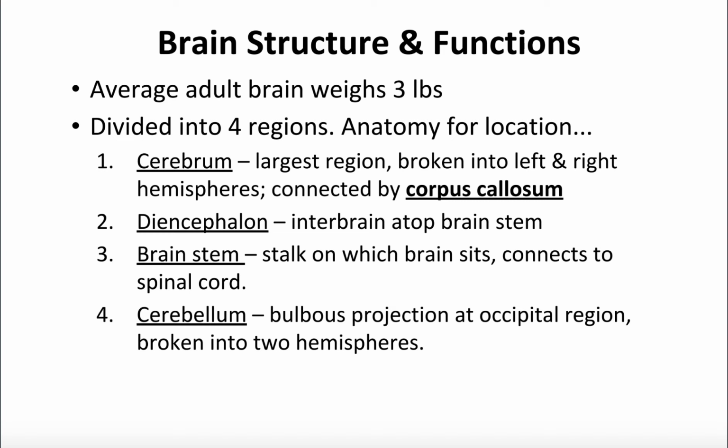The other 3 regions, though, are the diencephalon, which is the interbrain or middle part of your brain, which sits right above the brainstem. The brainstem is kind of a stalk, like a little stick region of the brain that connects directly to the spinal cord. And then the cerebellum, which people sometimes describe as a bulbous projection at the occipital region. The occipital region is the back of your head, and the bulbous projection just means it's like a circle, a bulb, kind of in the back, and it also has a left and right side, aka 2 hemispheres.